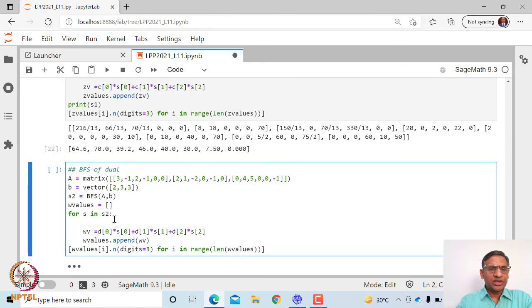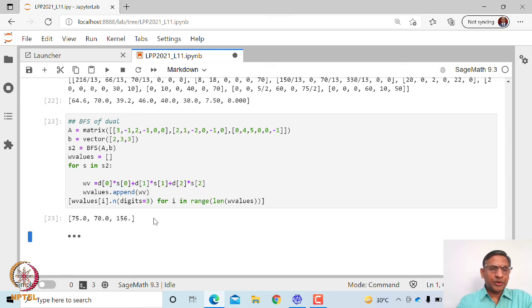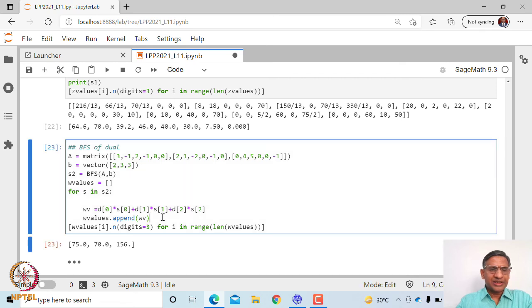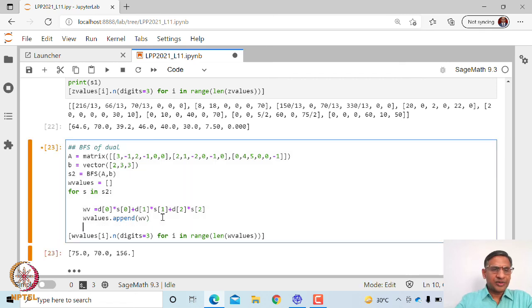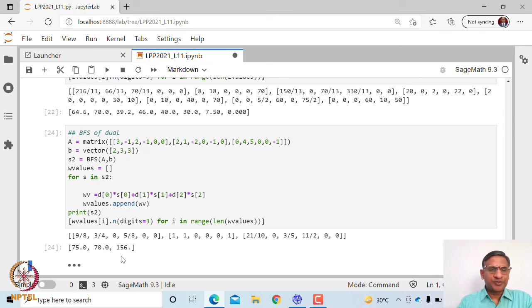Similarly, let us find out the value of the objective function for the dual problem. So there are 3 of them. There are only three basic feasible solutions for the dual. These are the value of the objective function at these values. Again, let us print S2, all possible solutions of the dual. So there are 3 of them, 1, 2, 3, and these are the value.